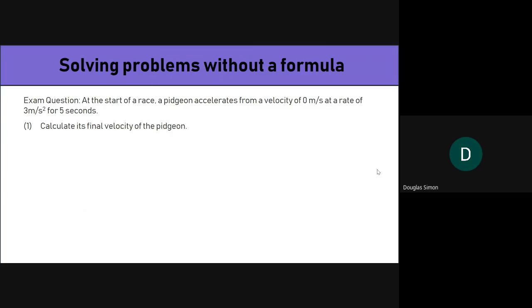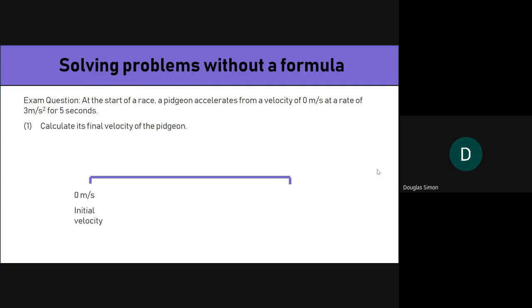At the start of a race, a pigeon accelerates from a velocity of 0 meters per second at a rate of 3 meters per second squared for 5 seconds. Calculate the final velocity of the pigeon. So usually this would require you to write the formula, to rearrange it, to substitute the numbers in and solve it. Or we can solve it without ever having to use the equation, using a similar idea to the previous question. So let's draw a number line.